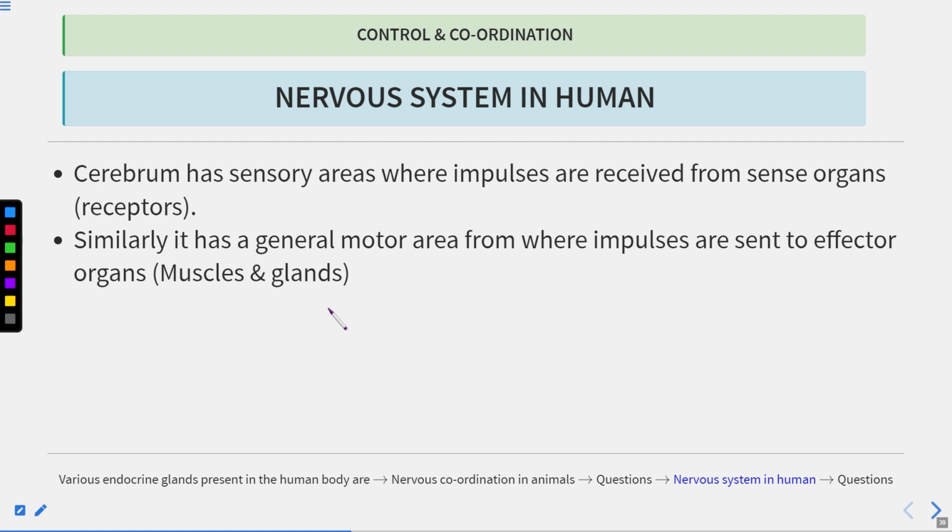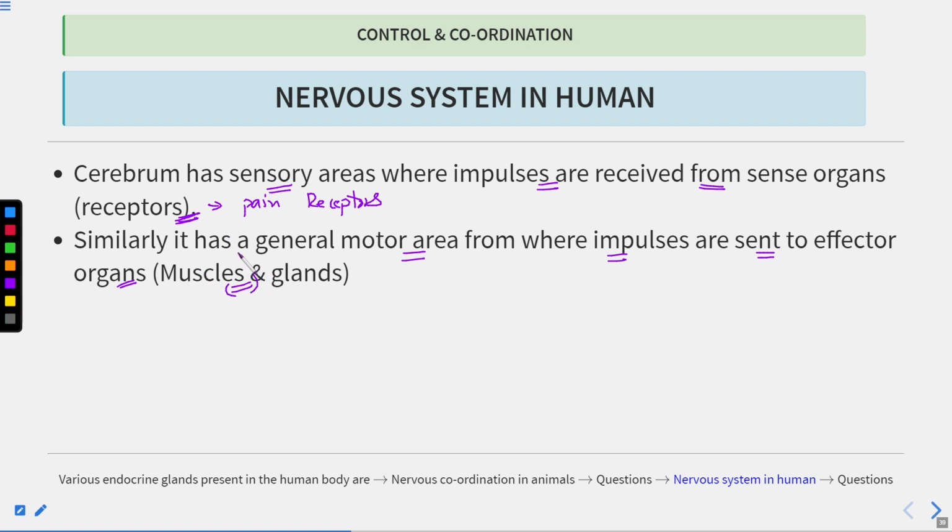Now the cerebrum has the sensory areas where impulses are received from the sense organs, which are known as the receptors. These are present on the body surface or the skin, such as pain receptors. Similarly, it has a general motor area from where impulses are sent to effector organs such as muscles and glands. These are the effector organs.